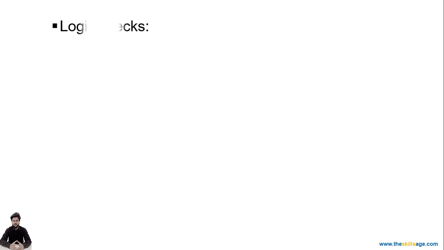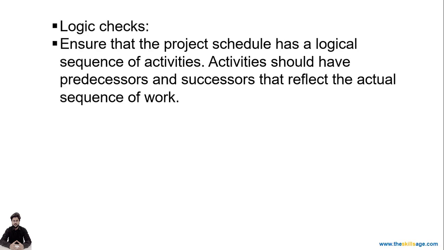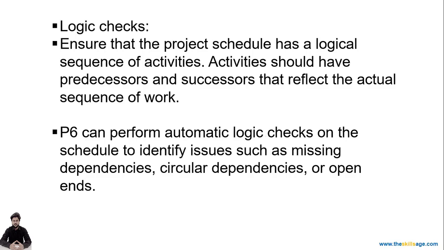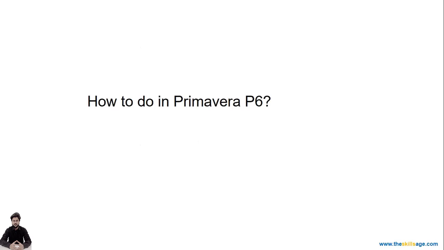So next, logic checks, how to do this. Ensure that the project schedule has a logical sequence of activities. Activities should have predecessors. Same thing I have been explaining in the previous slide. P6 can perform automatic logic checks on the schedule to identify issues. That's the same thing. And how to do it in Primavera P6.